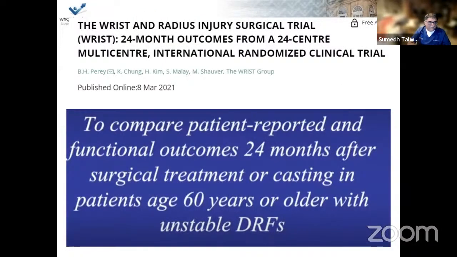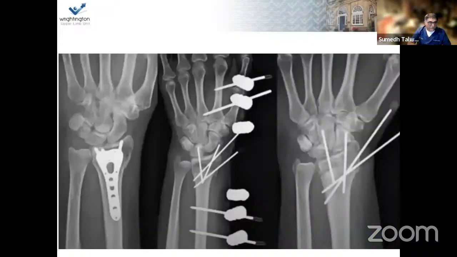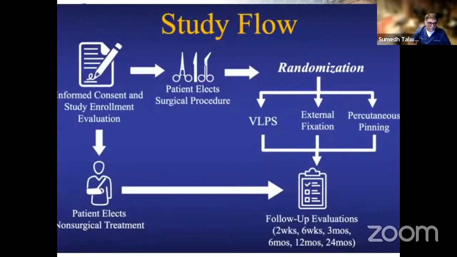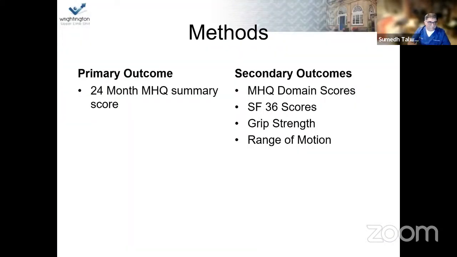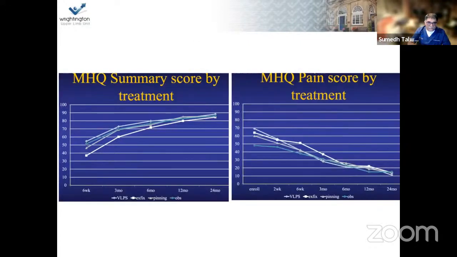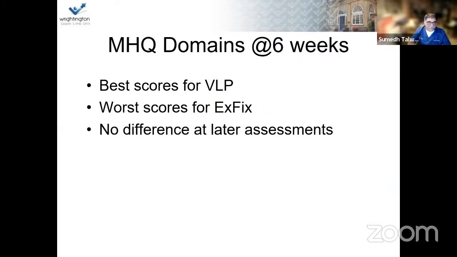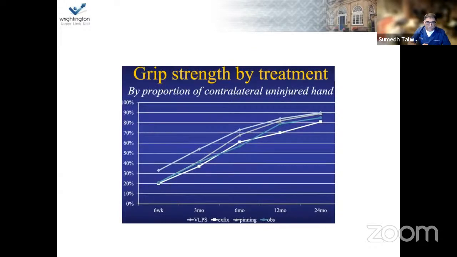Let's look at what is occurring on the other side of the pond. Kevin Chung has produced the WRIST study where he compared the three methods with casting, the standard CONSORT for follow-up for these randomized controlled trials. So this was a multi-center study which was done. He used the Michigan Hand Questionnaire summary score, as well as the domain scores. And what you find, once again, is the Volar plate does best initially. The external fixators don't do so well throughout, and the K-wires are somewhere in between. So the MHQ domains, again, similarly, the Volar plate tends to do quite well with worse scores for the external fixator. A little blip with Volar plates doing better as regards grip strength, so that sort of confounds the findings as compared to external fixator and pinning.